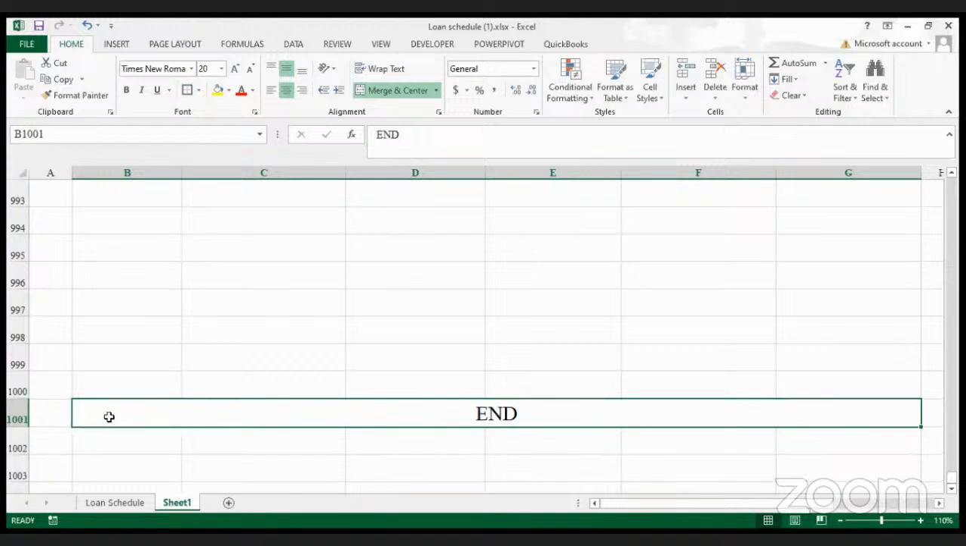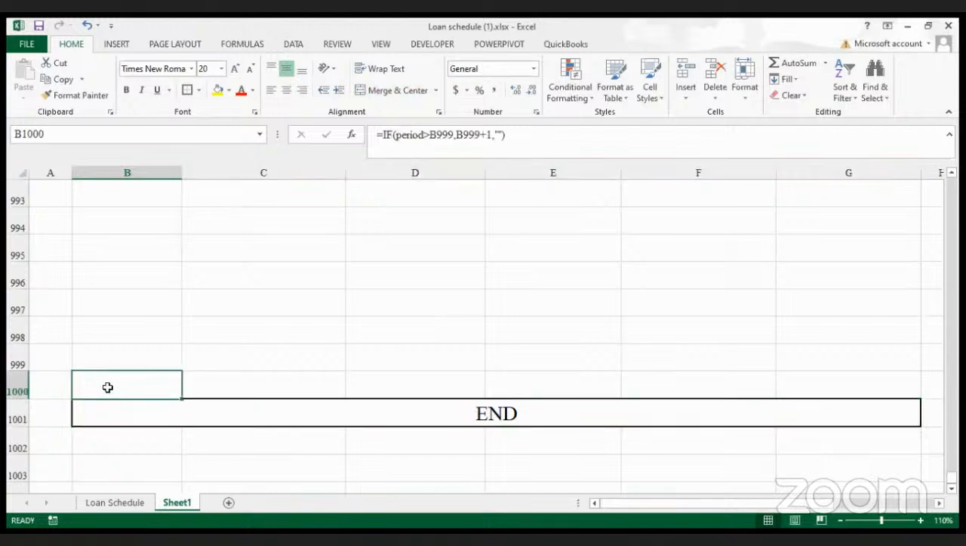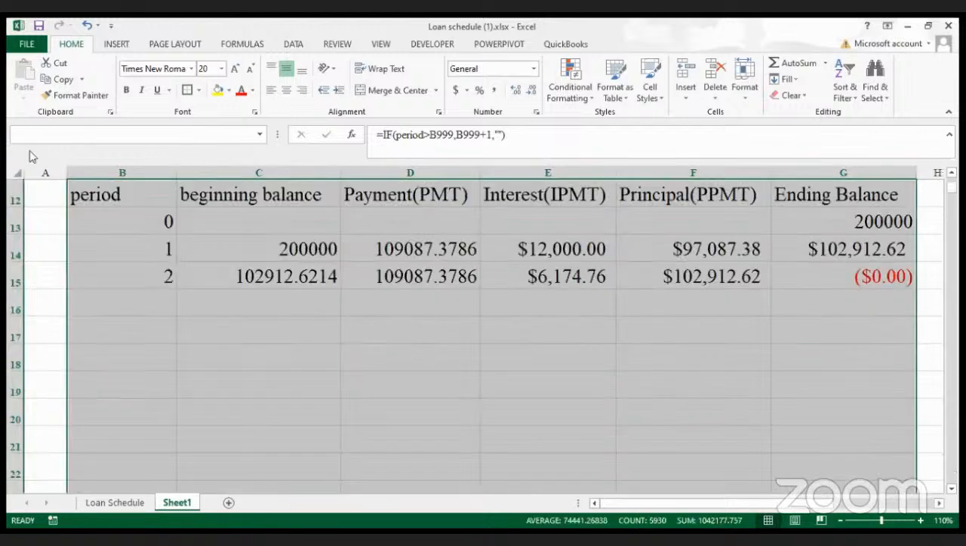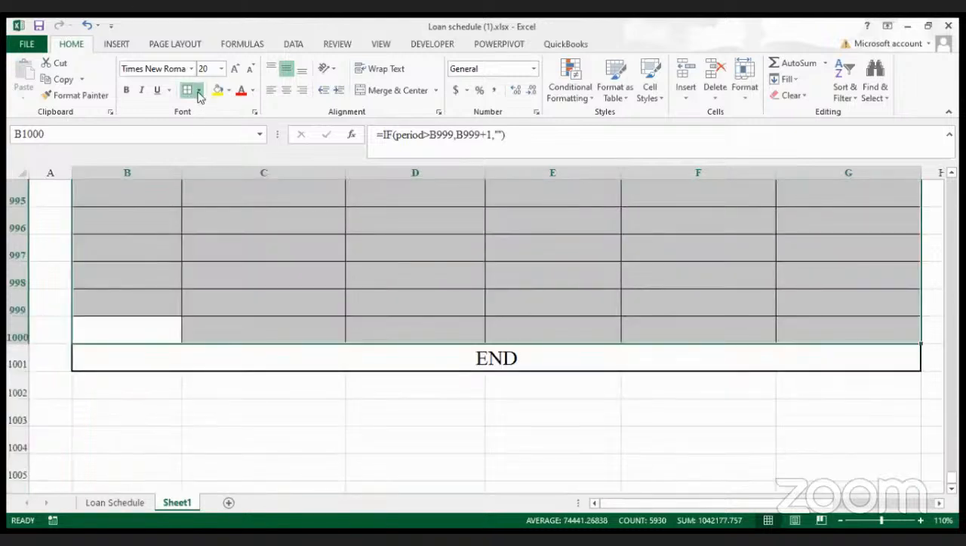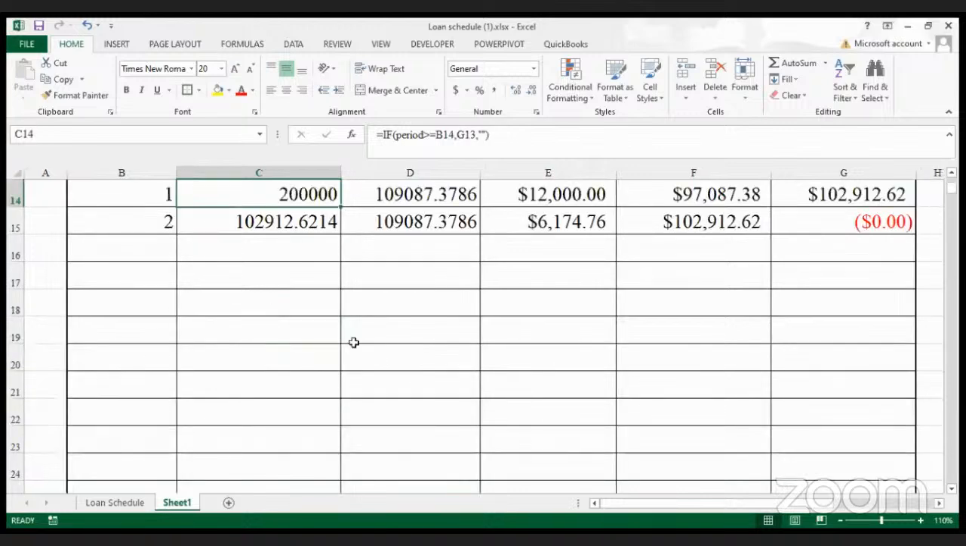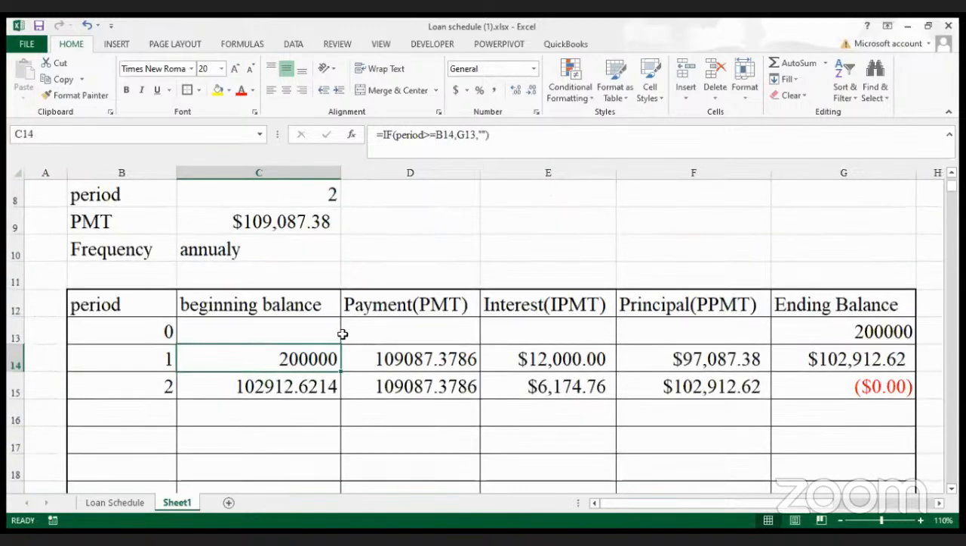So having done that, we can pick them that way, and then introduce borders. Let's introduce borders. Having introduced borders to that extent, you can now see that our loan schedule is automated.